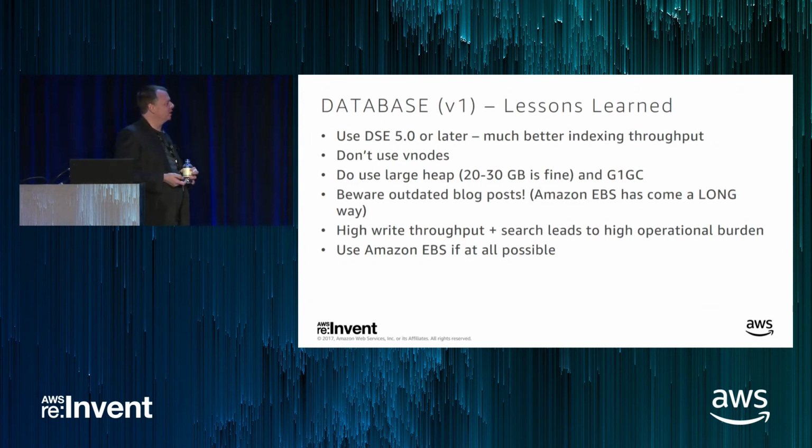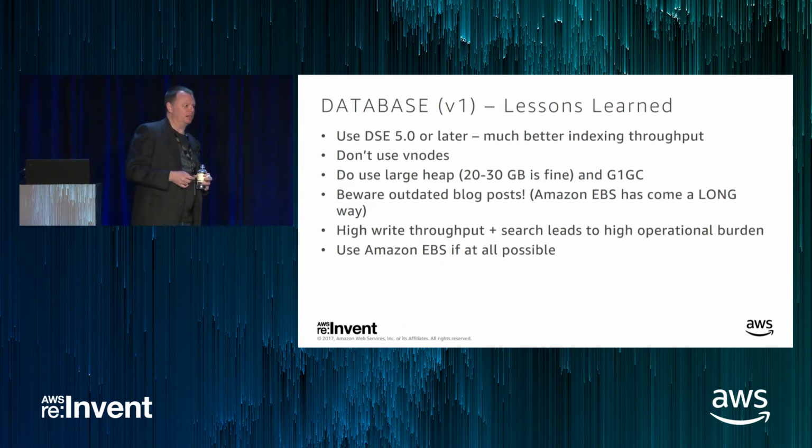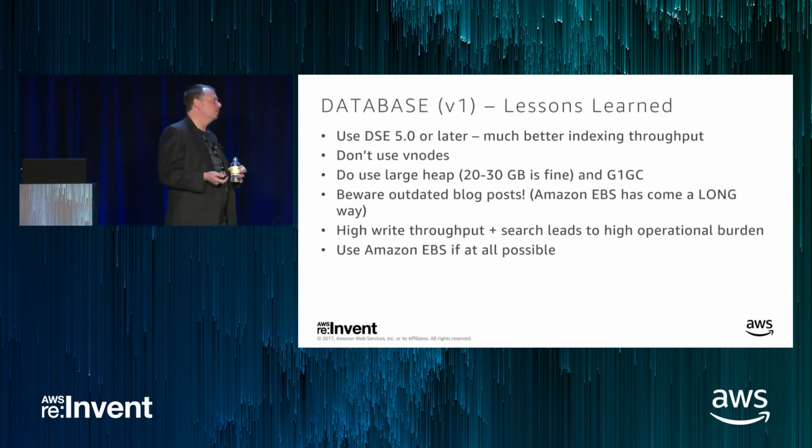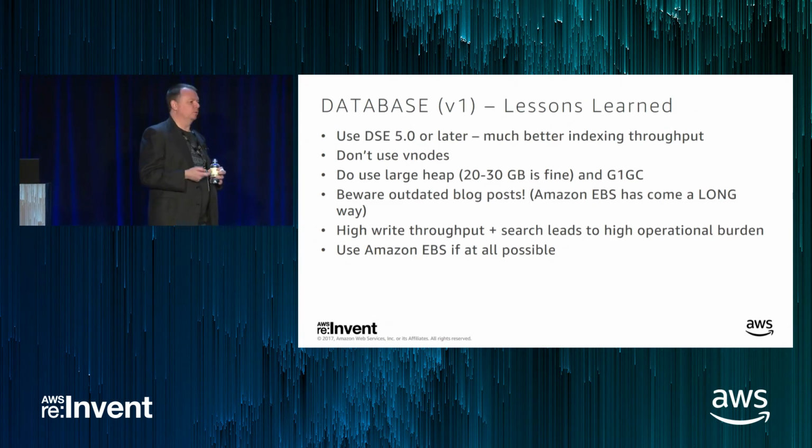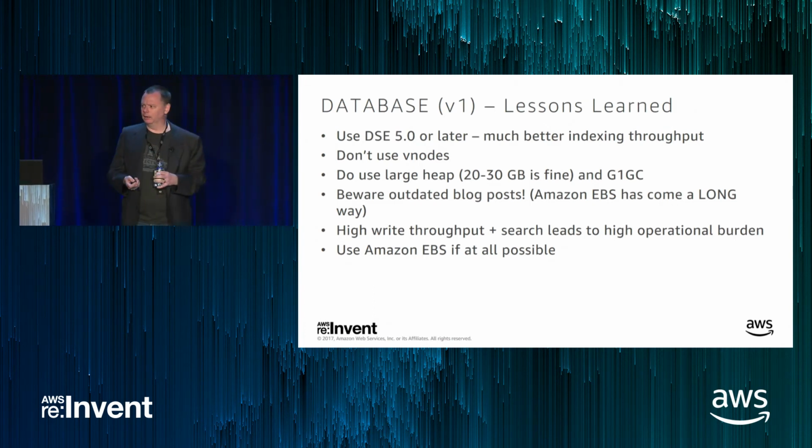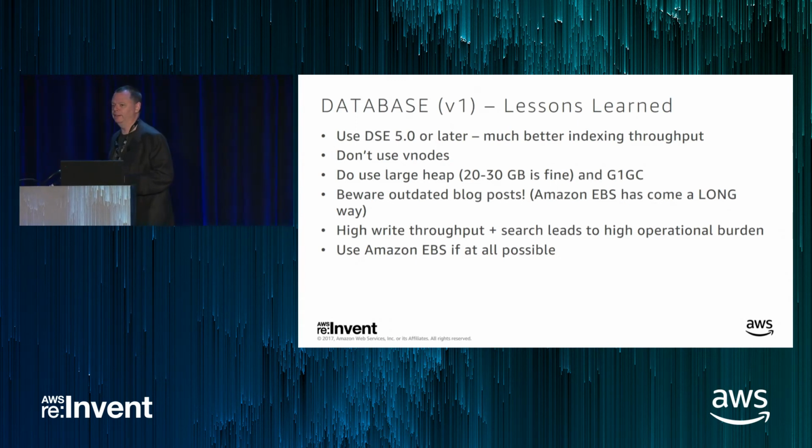Some of the outdated advice out there you'll see is like, you should never have more than an 8 gig heap size for Cassandra. Well, for DSE search, you really want more like 30 gigabytes, and G1GC works very well for that. I've also seen some FUD about G1GC. We haven't had any issues with it, so I definitely recommend it for high heaps.